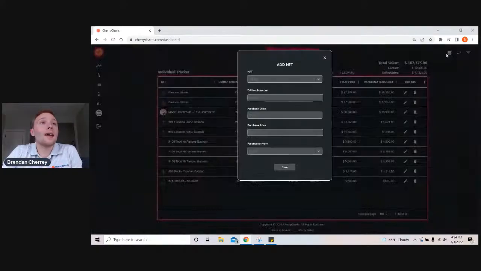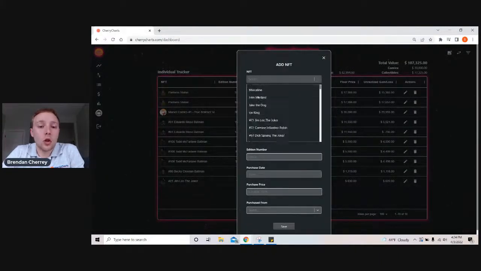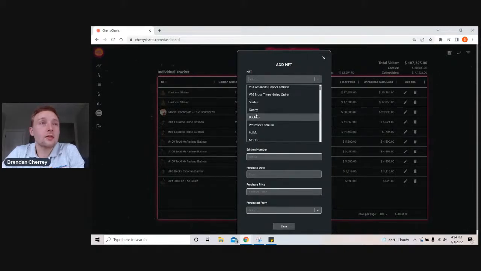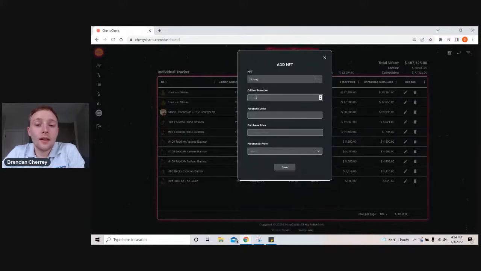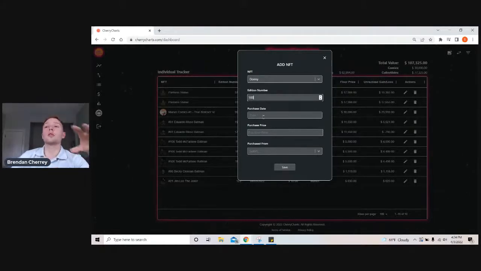So if you're trying to add anything, super easy. Just go in here, whatever you want to add. I'll pick something else. We're just gonna add a Donnie to the collection because, why not? Edition number 100, and I just want to throw this out there real quick. You do not have to fill out all this information.